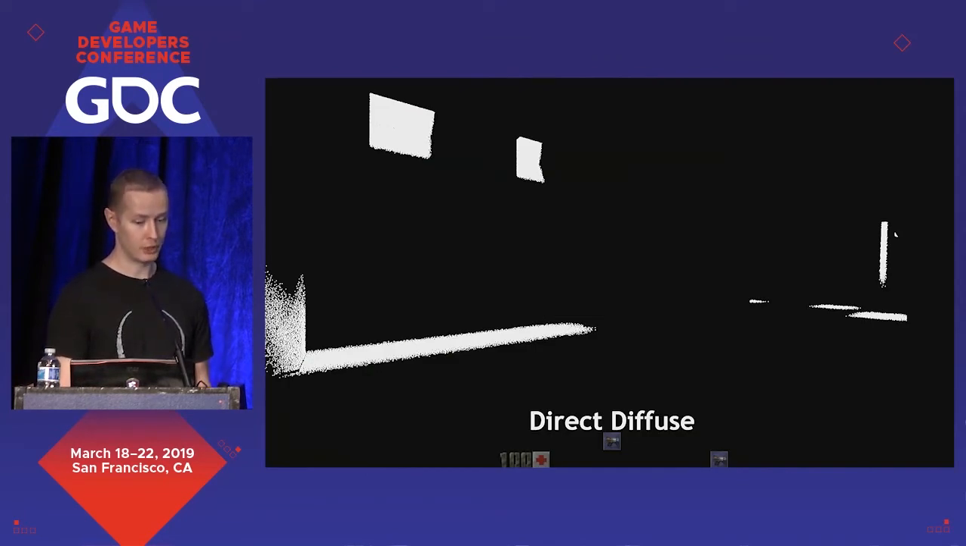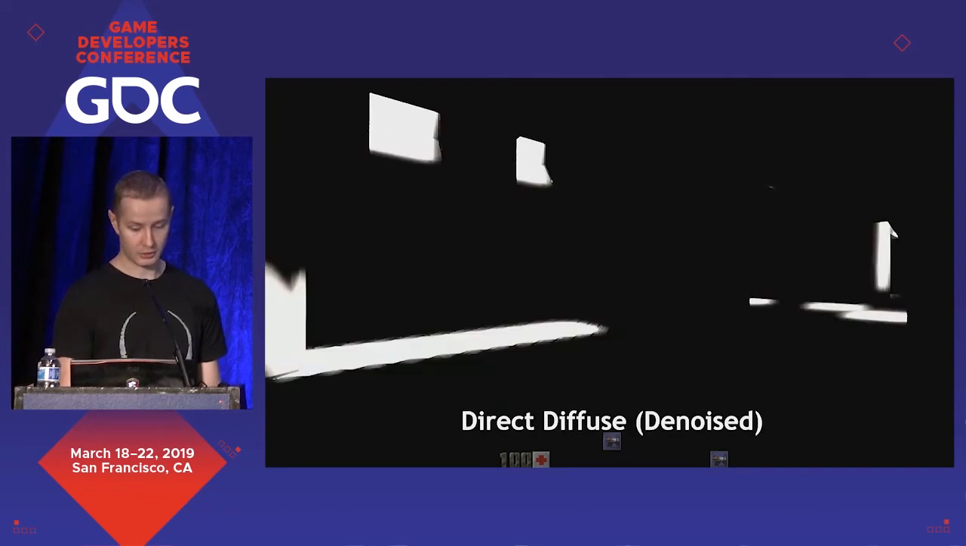So this is the direct diffuse channel containing only the sunlight. It goes through the SVGF denoiser, very, very similar to the one used in the original Q2VKPT. We just tuned it a little bit. And this is what we get out of it.